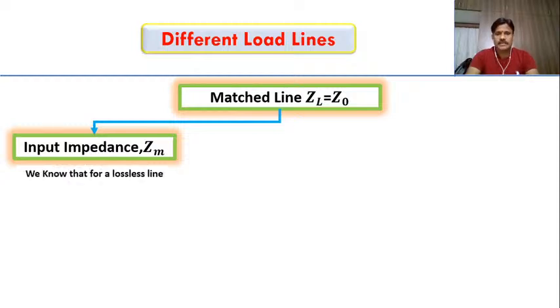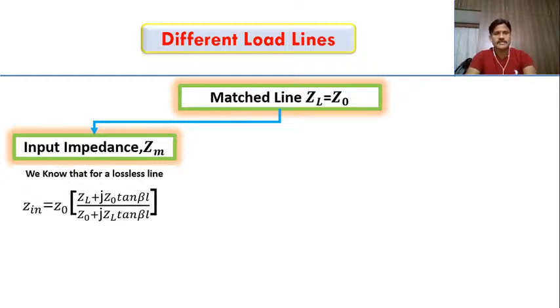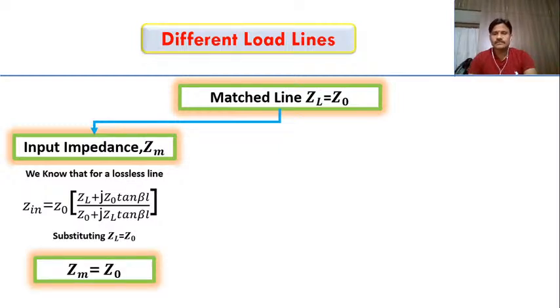The similar procedure is for a lossless line. What is the expression for input impedance? Zin equals Z0 into ZL plus jZ0 tan beta L by Z0 plus jZL tan beta L. So here in place of ZL substitute Z0. What happens? Both numerator and denominator become the same, so both will cancel. Then what will we get? Zm equals exactly the same as Z0. Right. Similarly, the second, the reflection coefficient, we will see in a similar way.